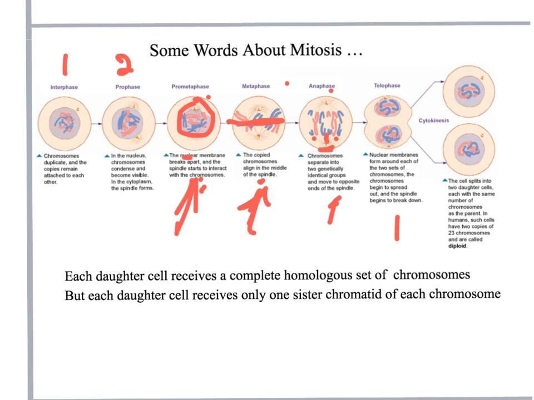You have your two daughter cells. Oh yeah, I'm sorry, they are called daughter cells. So in your mitotic phase, you still wind up with two daughter cells, and they each have the same number of chromosomes as the parent. And so in humans, these daughter cells have 23 chromosomes, and they're called diploid. So each daughter cell receives a complete homologous set of chromosomes, but each daughter cell receives only one sister chromatid of each chromosome. So you had your divisions up here where you're kind of separating them out, where you duplicate it and then you separate them.